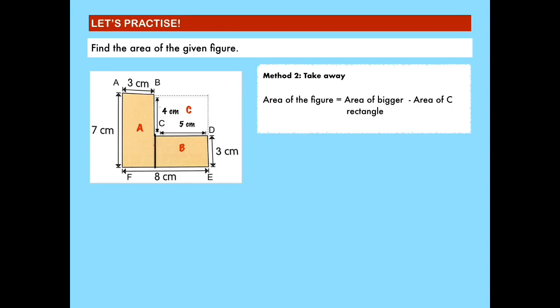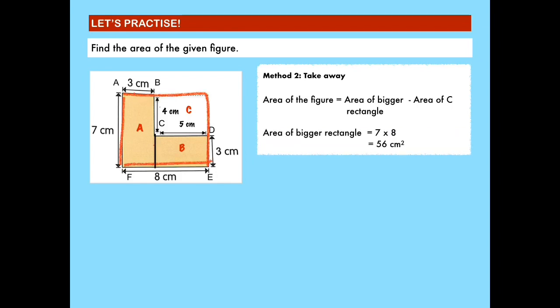Let's first get the area of the bigger rectangle by multiplying its breadth and length. 7 times 8 is equal to 56 square centimeters. The area of the bigger rectangle is 56 square centimeters.